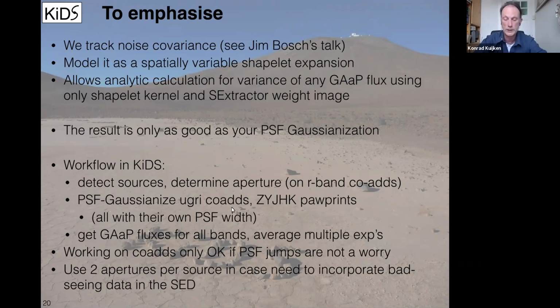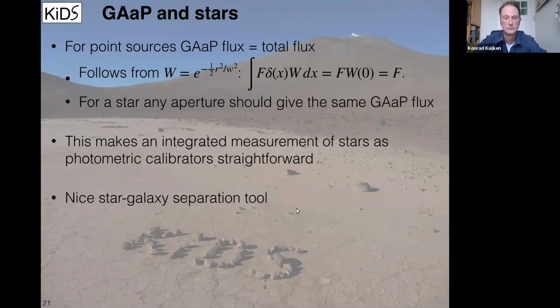So for the optical data, we actually use coadds at the moment. We don't use the individual sub-exposures because the PSF jumps are very small and we found that it doesn't actually affect things. But as I said, for the infrared, we do have to do this on the individual pawprints. And as standard, we use two different apertures, a large one and a small one, so that if you end up having to combine some image with another poor seeing image, you have a larger aperture measurement available from the start. So it's all a very nice linear workflow, which is nice.